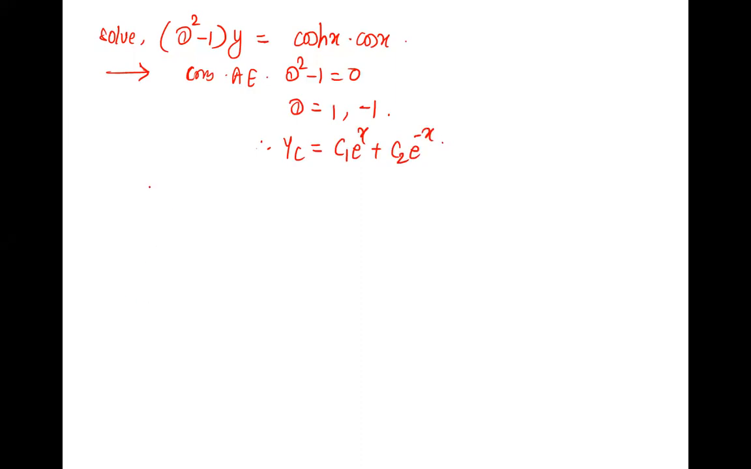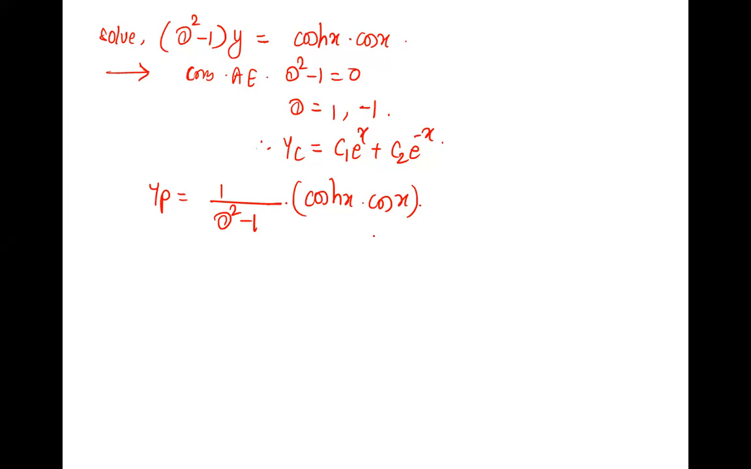Correct. So we go now to yp. yp is 1 upon (D square minus 1) into the function cos hyperbolic x into cos x. You can now check whether any shortcut case is applicable. Can you say any of the cases is applicable here? No, we don't have such a case. Then what can we do to convert it into any of the cases we know?